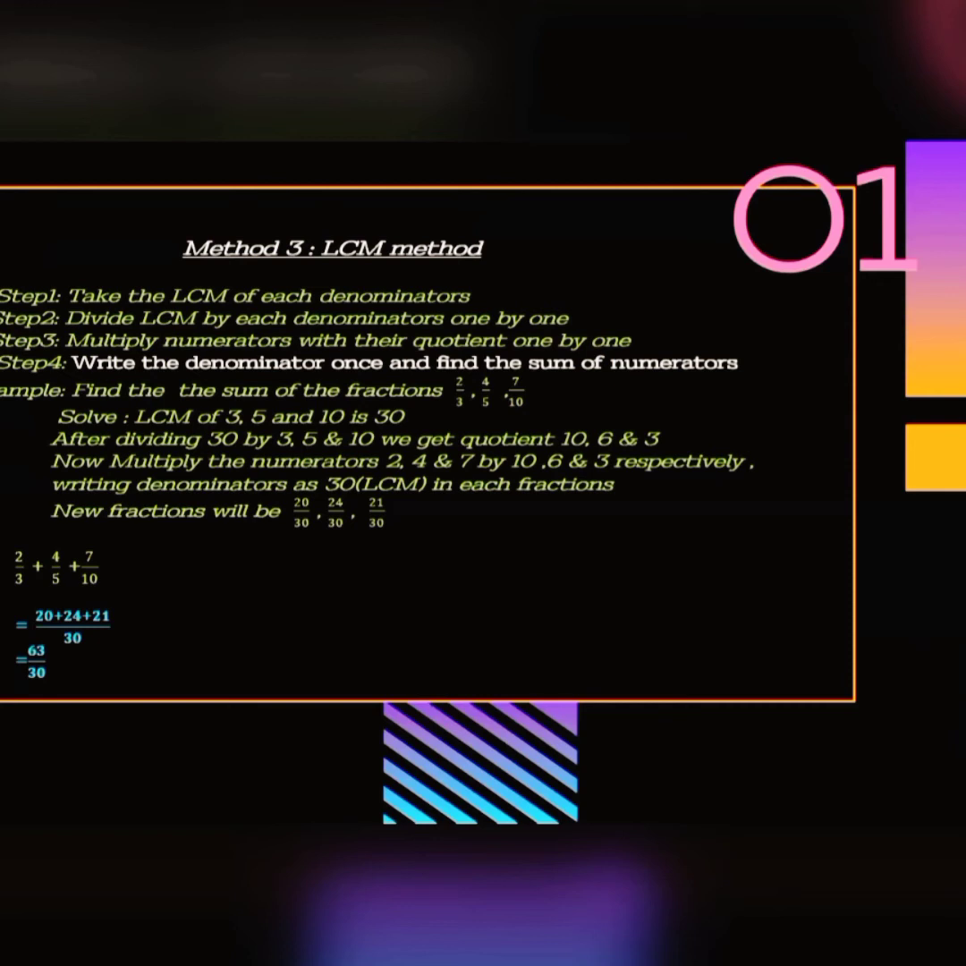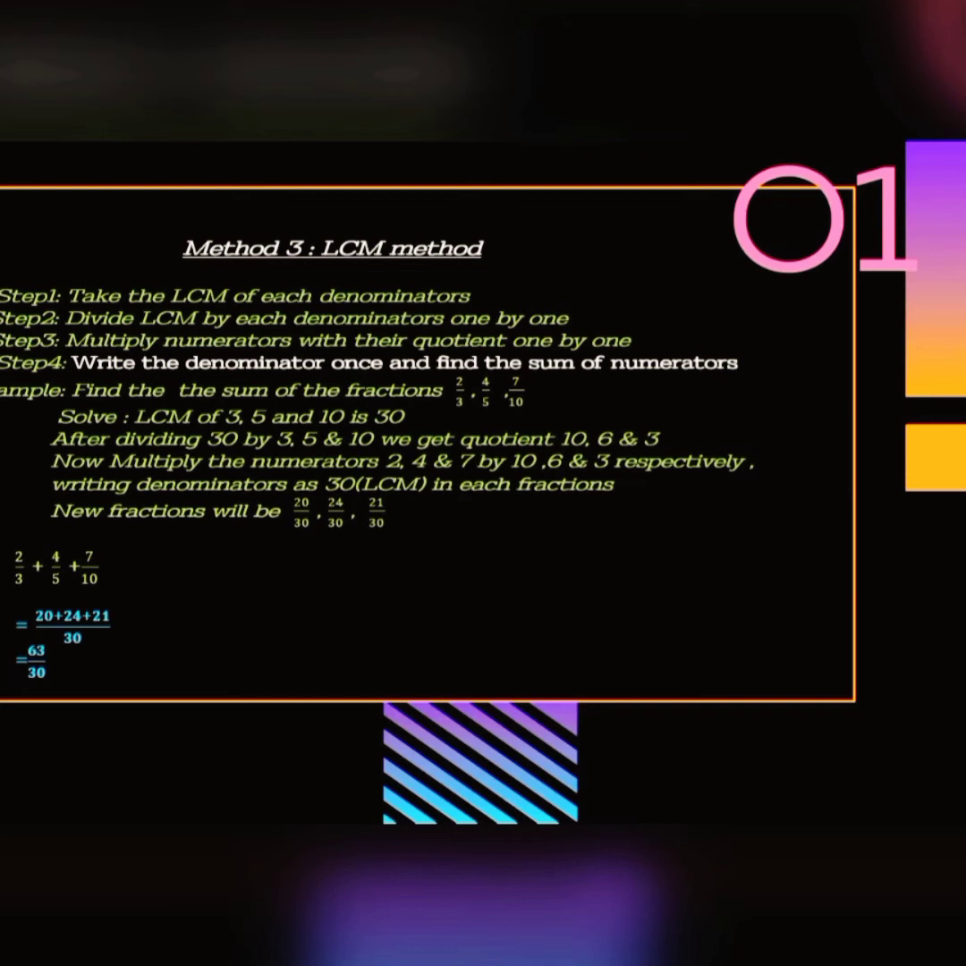Now you need to divide this 30 by 3, the denominator of the first fraction, 5, the denominator of the second fraction, and 10, the denominator of the third fraction. You get the quotients as 3 10s are 30, which will be 10, 5 6s are 30, it will be 6, 10 3s are 30, it will be 3. So the quotients will be 10, 6, and 3 respectively.